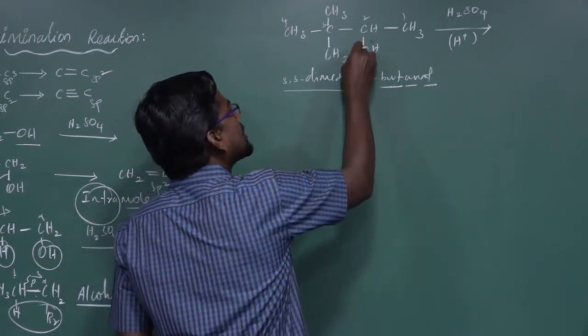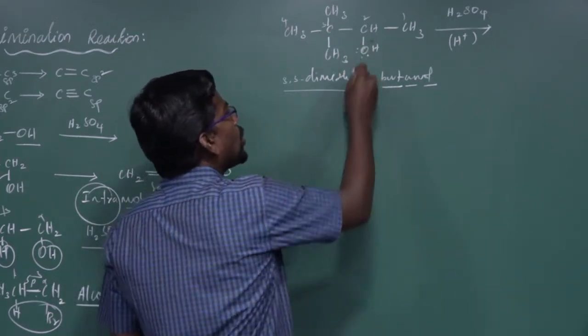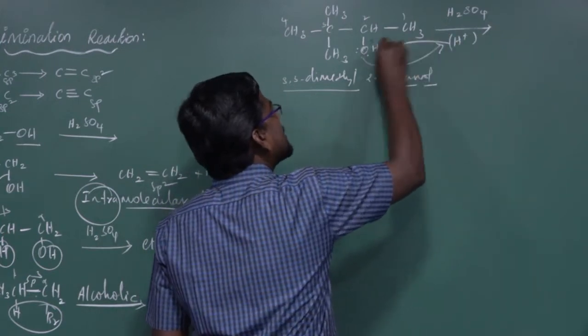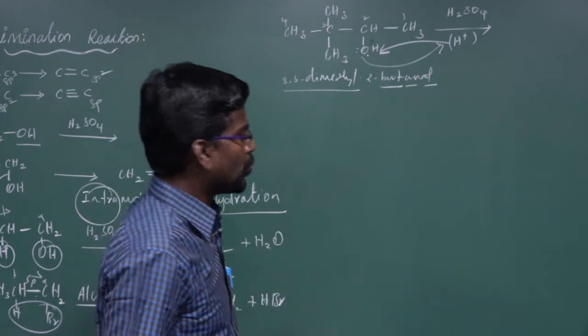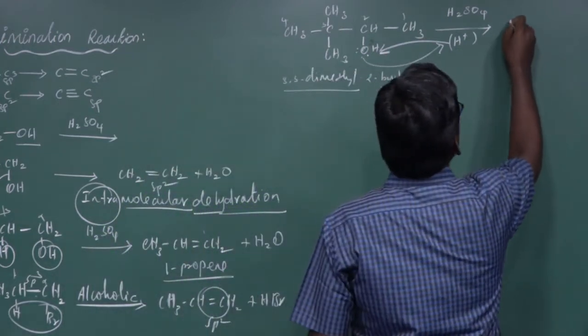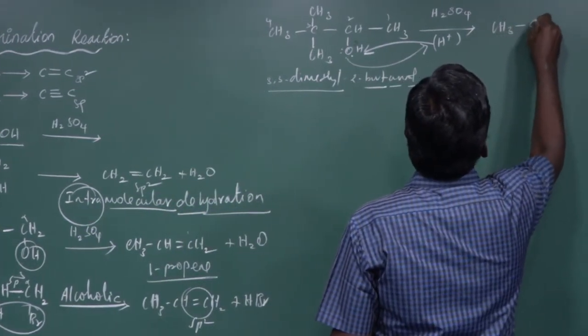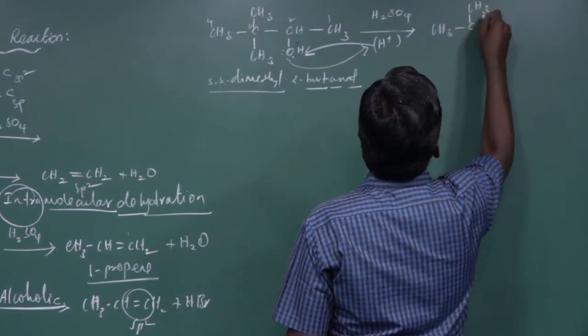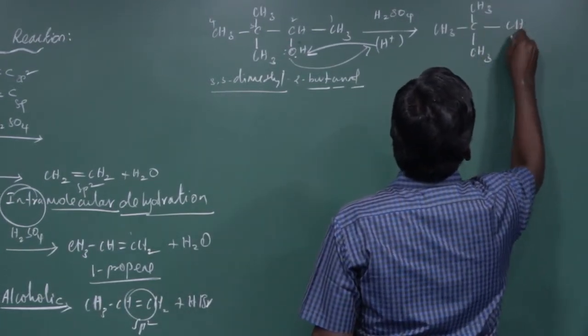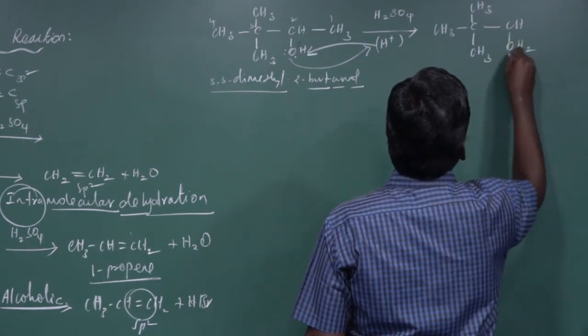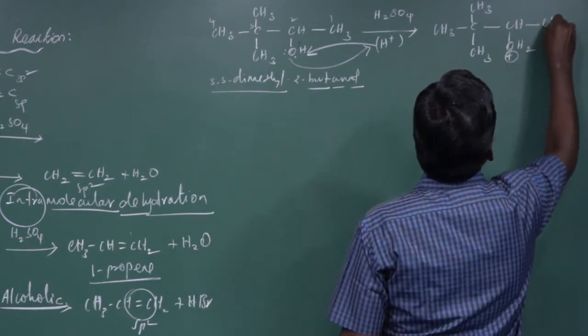The alcohol possesses 2 lone pairs of electrons. It donates a lone pair of electrons and accepts the proton. So the process is known as protonation of the OH group, protonation of alcohol, to form CH3, CH, OH2+, CH3.